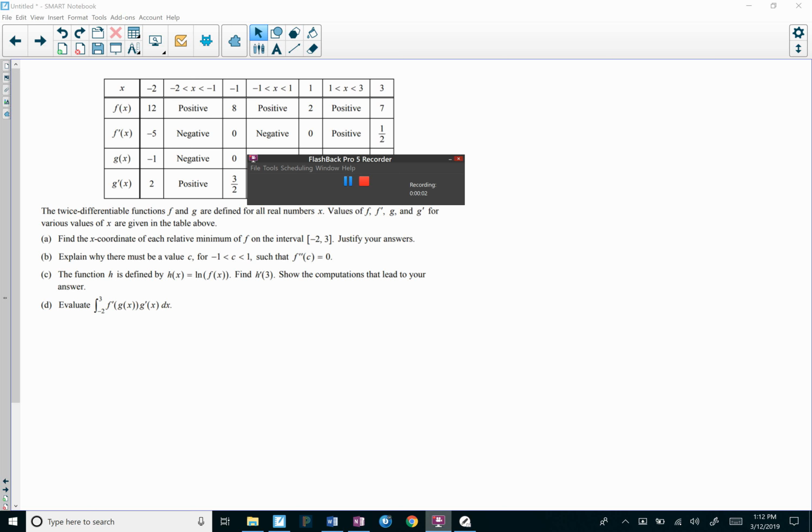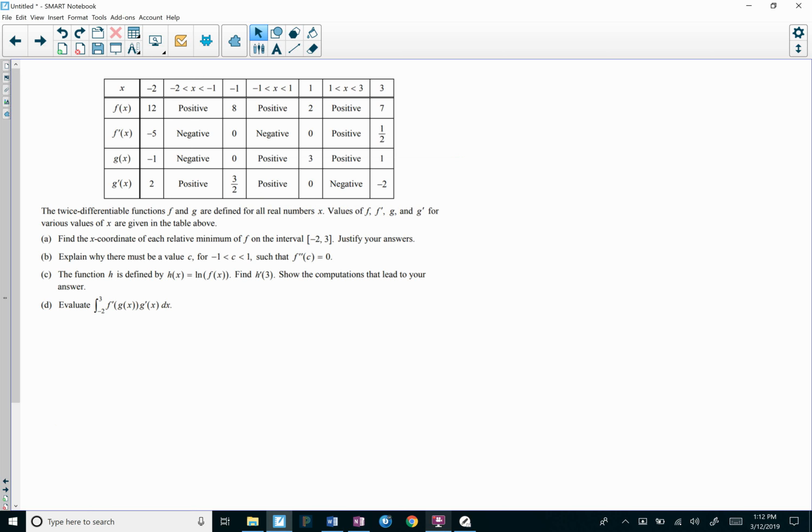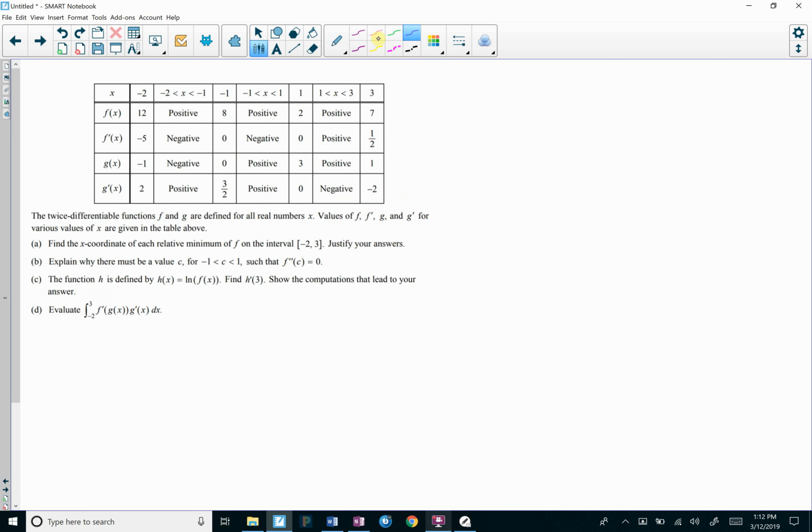Okay, I assume you've read and worked the problem on your own. I like this question. I think it's a really good AP question. It's challenging, but it has some easy parts, I think. So let's do part A, find the relative min and justify. So you need to kind of explain your reasoning.